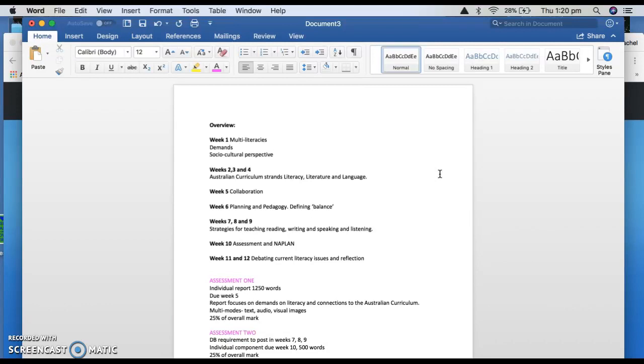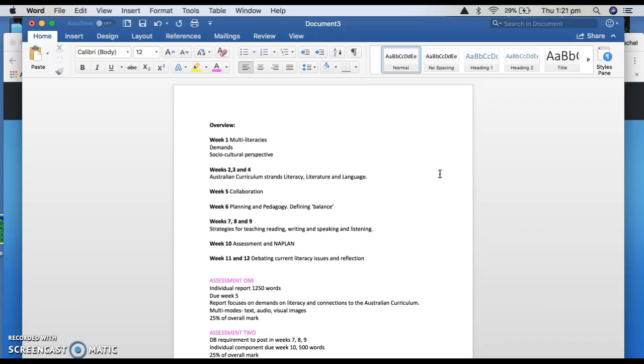When we have a look at weeks 2, 3 and 4, we get to spend a bit of time, 1 week each, looking at the Australian curriculum standards and strands for literacy, which is one called literacy, one called literature, and one called language, all starting with L just to make it extra tricky. So each week we're going to break down what it means exactly when we look at literacy outcomes, literature outcomes, and language outcomes, because they're all covering reading, writing and speaking and listening, but they're doing it in different ways.